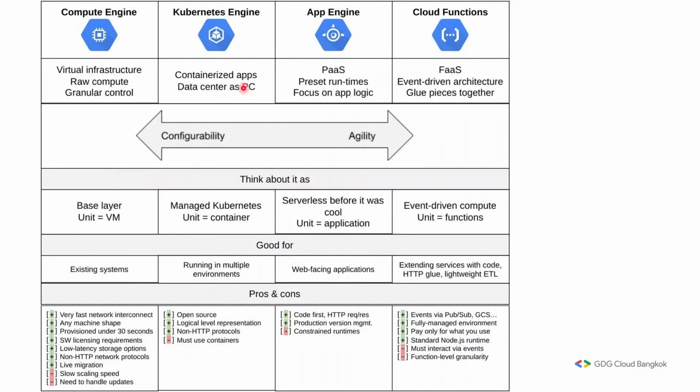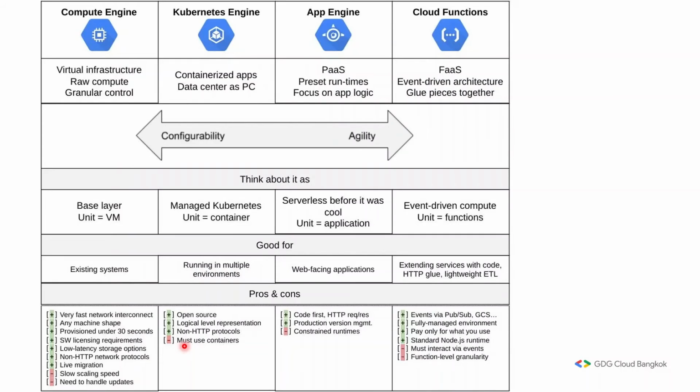And for Kubernetes Engine, the only con is they must use containers, because Google Kubernetes Engine is a containerized platform, containerized service. For App Engine, we have pros: code first, HTTP request, and production version management, and we have the constrained runtimes. And in Cloud Functions, we can event via Pub/Sub, and they are a fully managed environment. We have to pay only for what you use, and they use standard Node.js runtime.